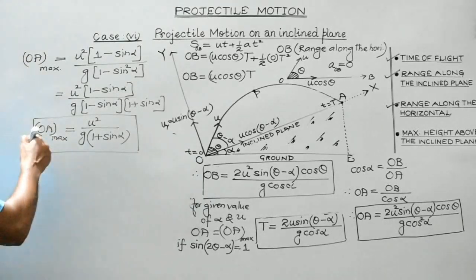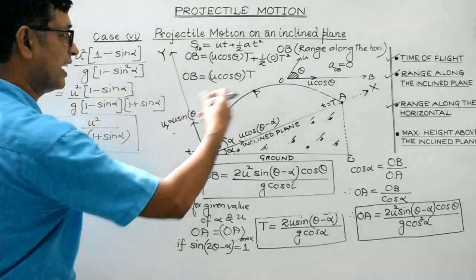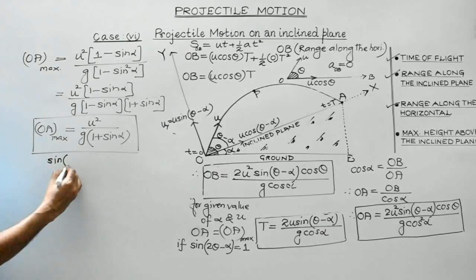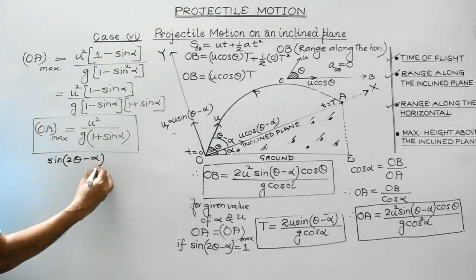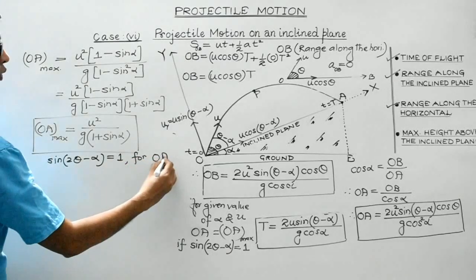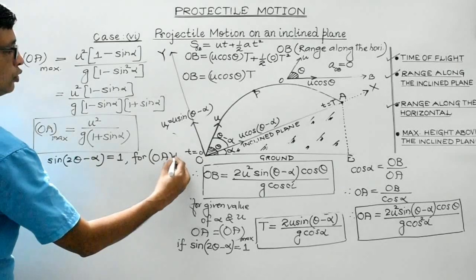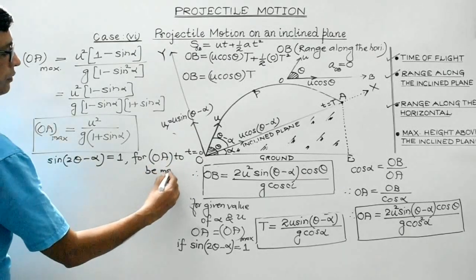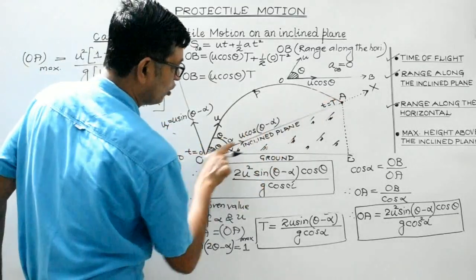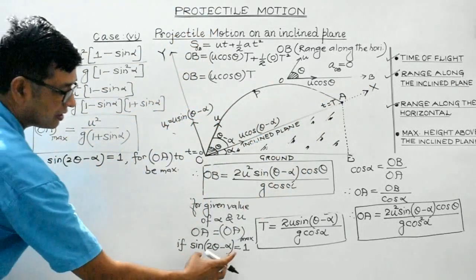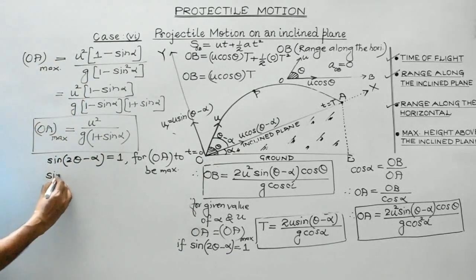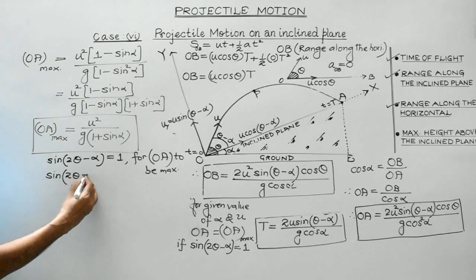Okay students, this maximum range of the projectile along the inclined plane is attained only when sin(2θ − α) is equal to 1 for OA to be maximum, right? So for the range OA, that is along the inclined plane, to be maximum, this condition needs to get satisfied. Now, if we further evaluate it, we can easily find out the condition.